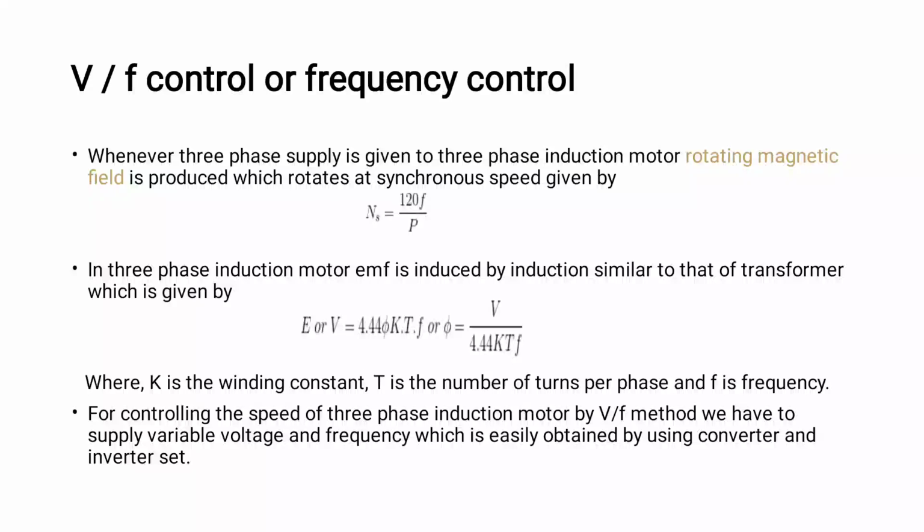So here the induced EMF in the induction motor is given by E equal to 4.44 phi K T F, where phi is the flux, K is the winding constant, T is the number of turns per phase, and F is the frequency. And also we know that phi is directly proportional to V by F. Here, if we increase the frequency, flux will decrease because they are inversely proportional, and if we increase the voltage, flux will increase because they are directly proportional. So varying voltage and frequency is easily obtained by using the converter and inverter sets.